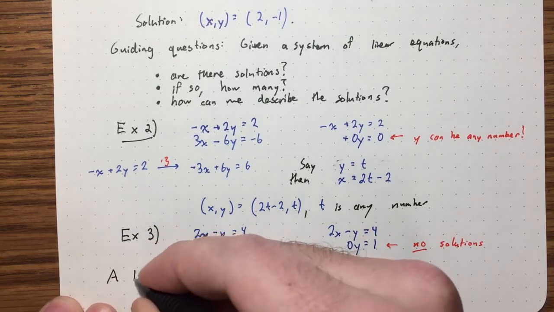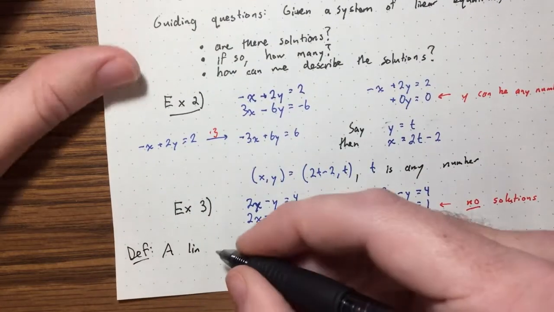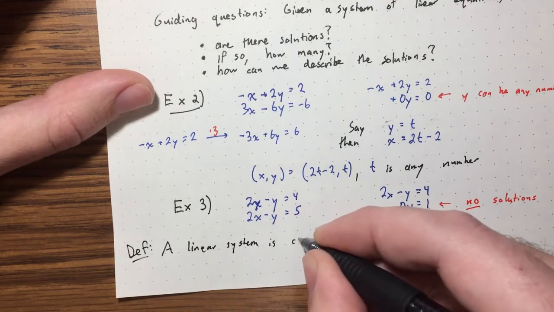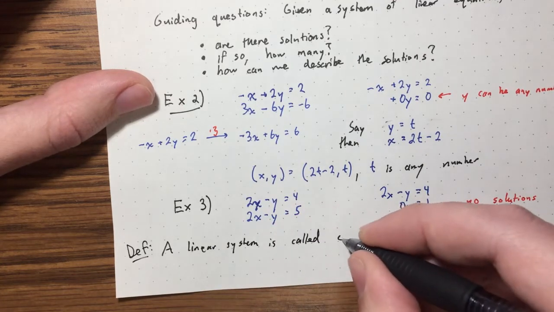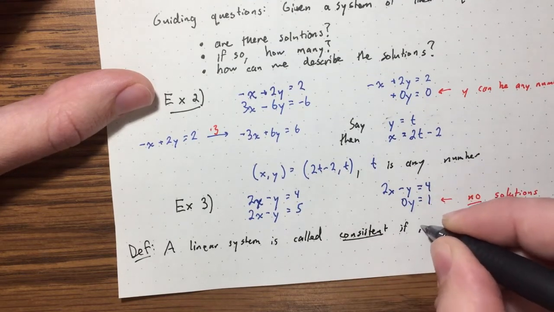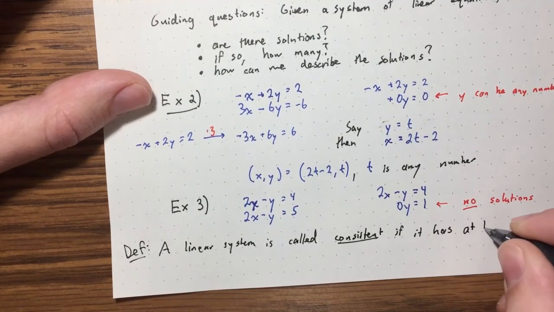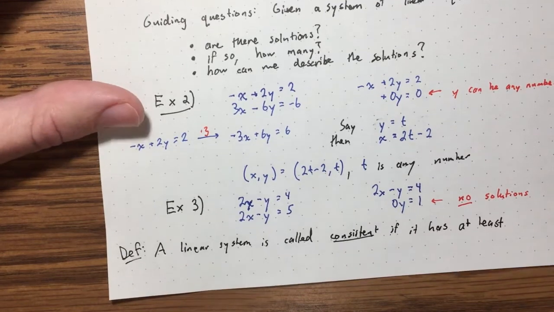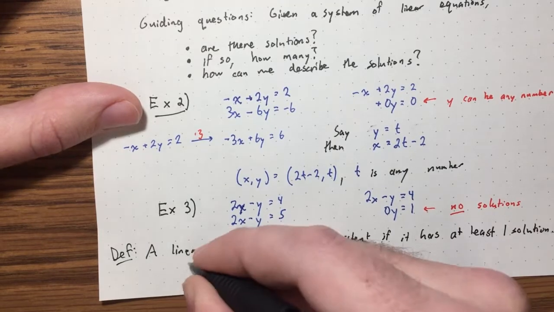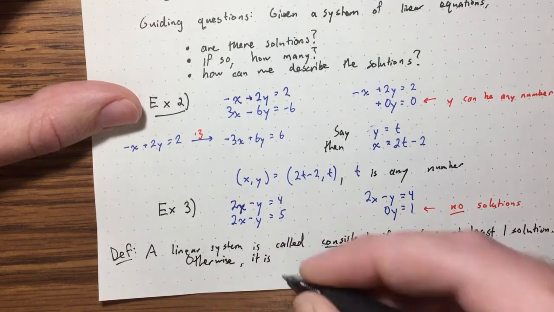So, a definition. A linear system is called consistent if it has at least 1 solution. So if it's possible to solve it, then it's called consistent. Otherwise, it is inconsistent.